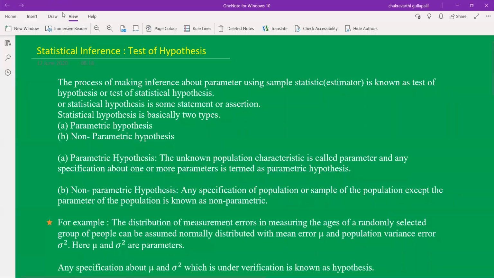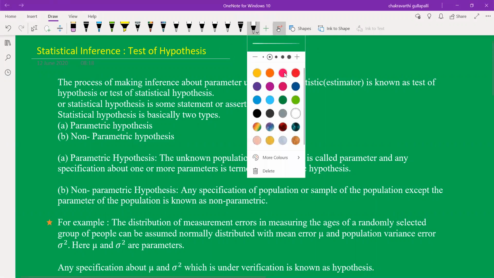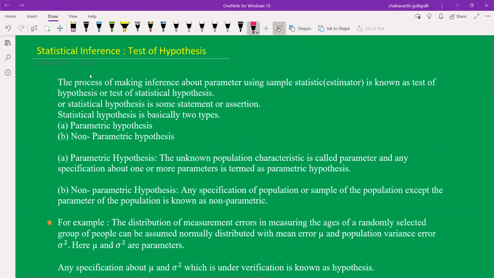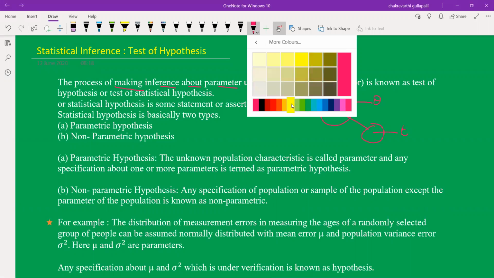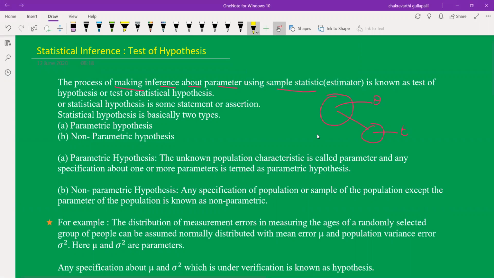The process of making inferences about a parameter using a sample statistic is known as a test of hypothesis. So this is the population, the parameter is theta. Draw the sample from this one, the sample statistic is t. The process of making inference about theta based on this statistic.